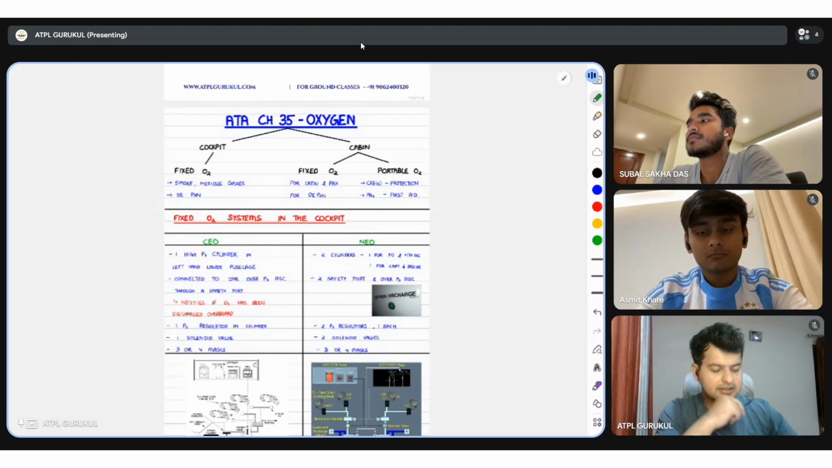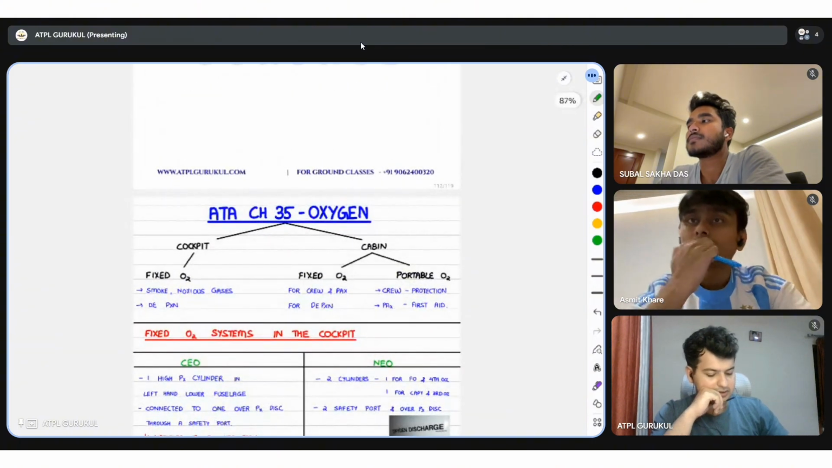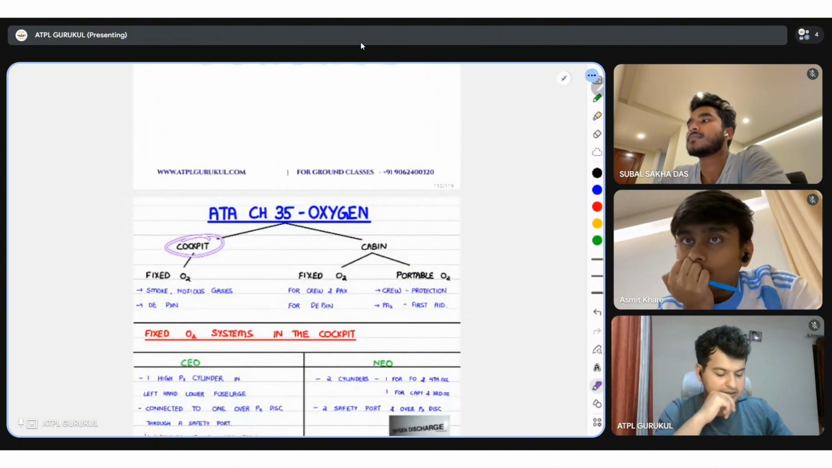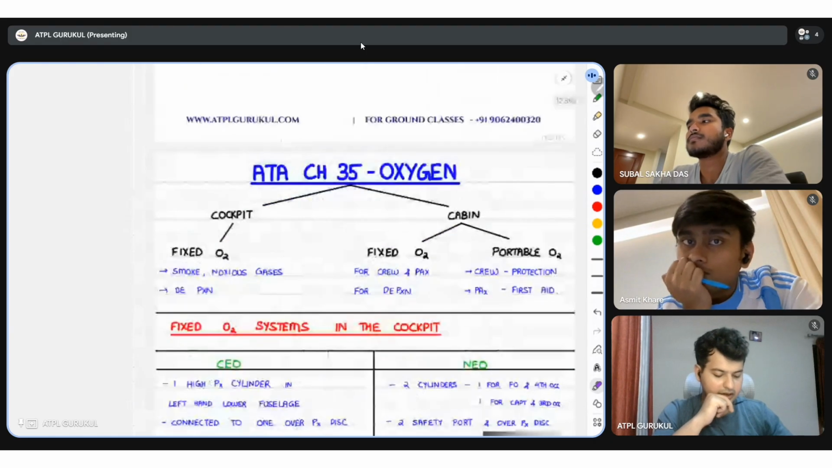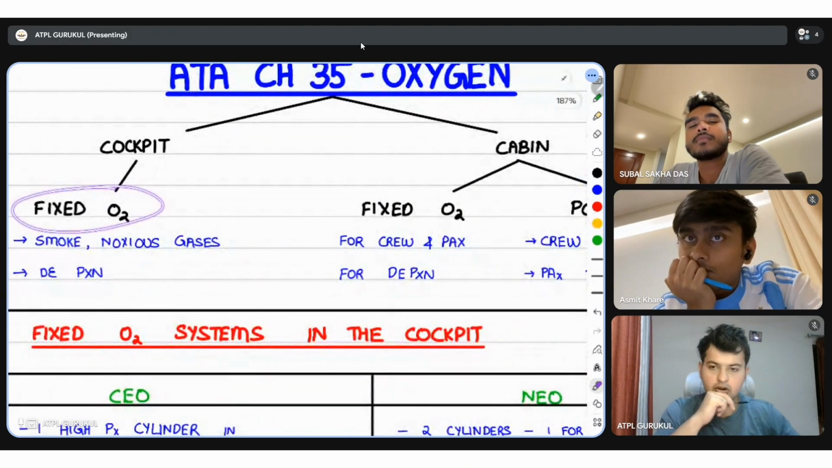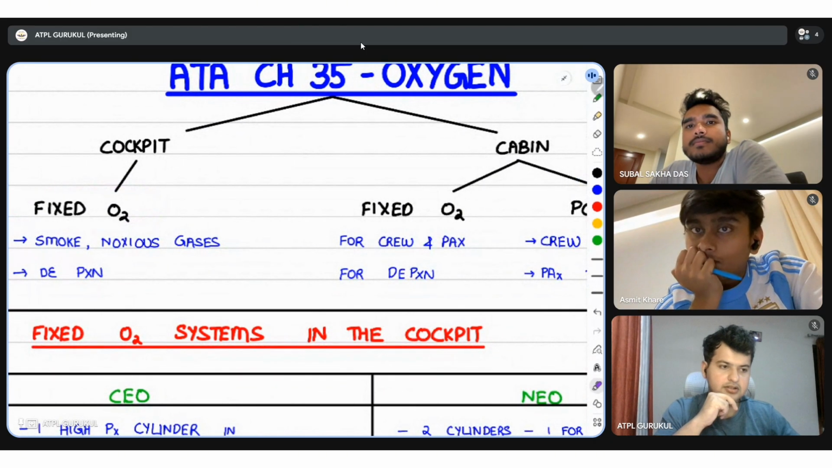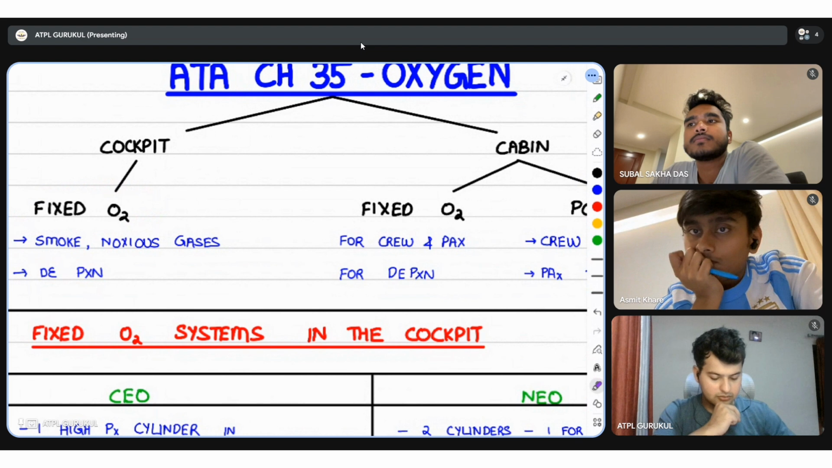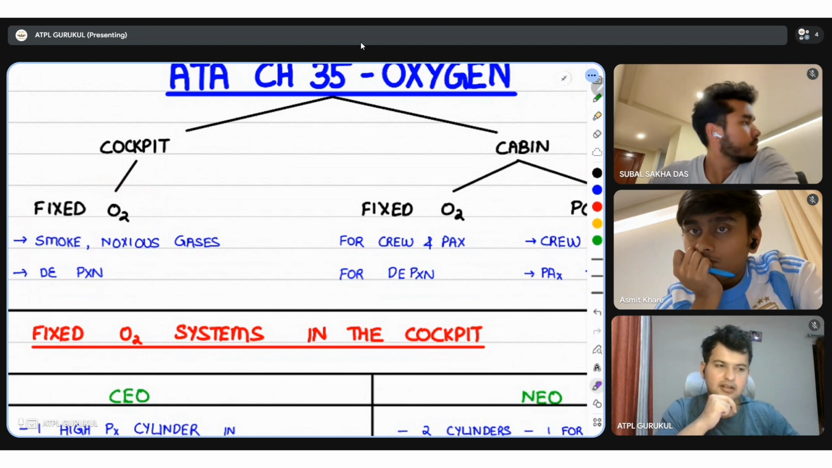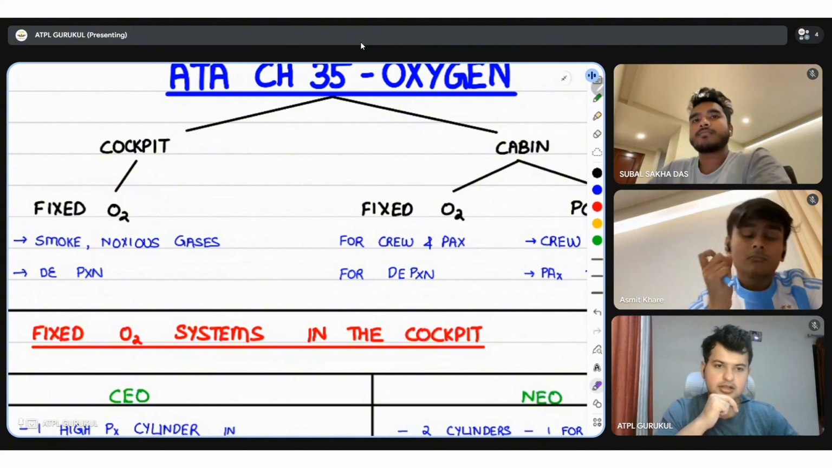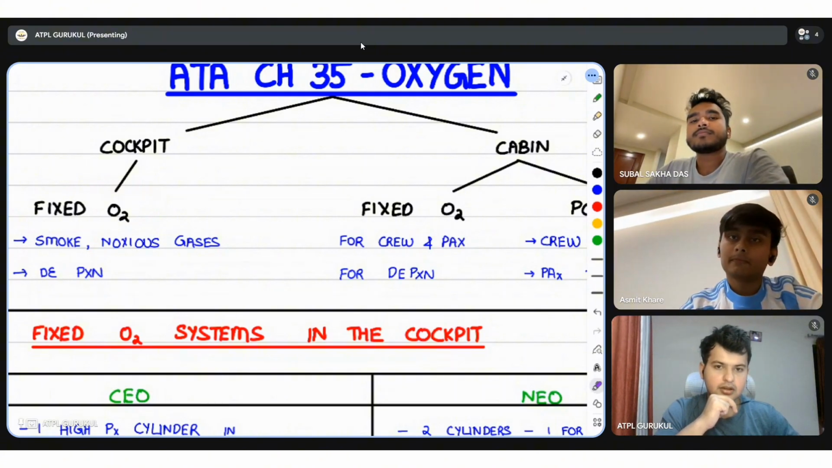See, the general section tells you this. The oxygen system consists of systems which are inside the cockpit, inside the cabin. In the cockpit, you have a fixed oxygen system. This is primarily used by the flight crew, pilots, and the observer seats to safeguard themselves from smoke, noxious gases, and obviously depressurization. Okay.